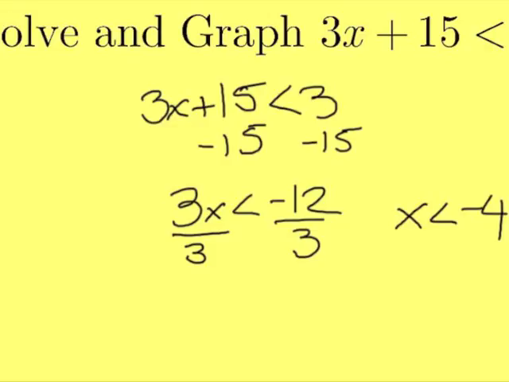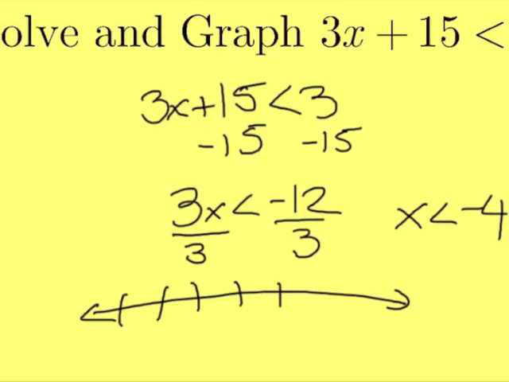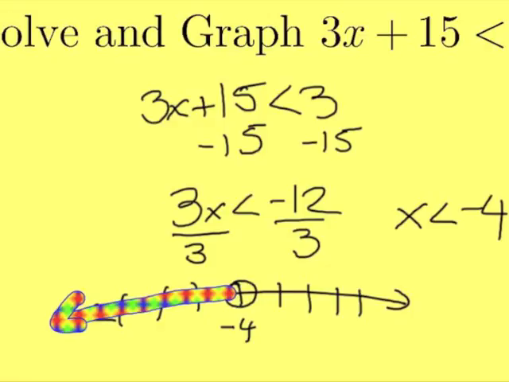Well, that's my solution. So all I have to do now is draw a line, pick a point negative 4, draw my open circle, and shade in everything that is less than negative 4. So my graph should finish up looking like this.